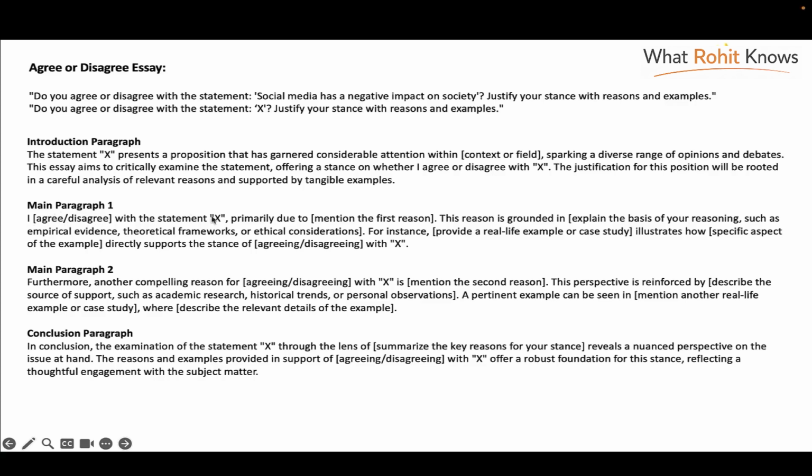"I agree with the statement primarily due to..." then give one reason here, and then the reason is grounded in... You can either give a proper reason or you can write just this standard text: "The reason is grounded in empirical evidence, theoretical frameworks, and ethical considerations." So you can flip it, or if you have a proper reason, then you can give your own reason there. For instance, you can provide a real life example or case study.